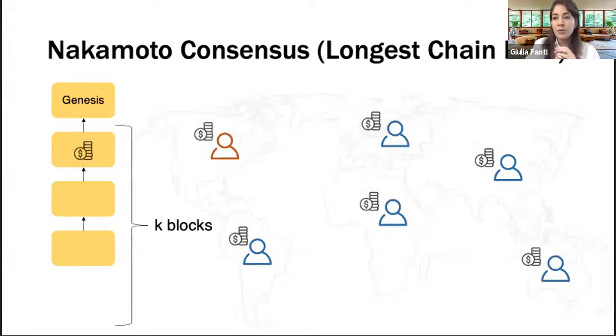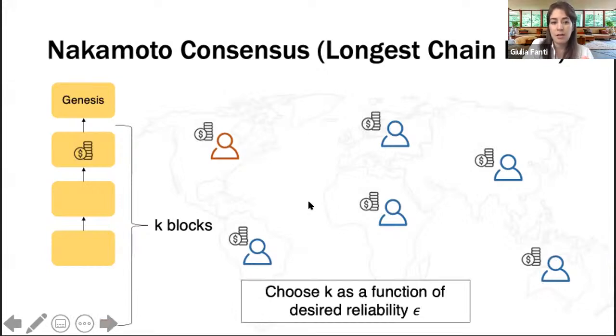Okay, so we're almost there. So if I'm a user of this system, I'm going to treat my transaction, or Alice is this red node. Alice is going to treat her transaction as confirmed once the transaction is embedded in a sequence of k blocks in the longest chain. Okay, so once we have k successive blocks, all of which are pointing transitively to my transaction, then we consider this transaction confirmed. Now, k here is chosen as a function of our desired reliability, epsilon.